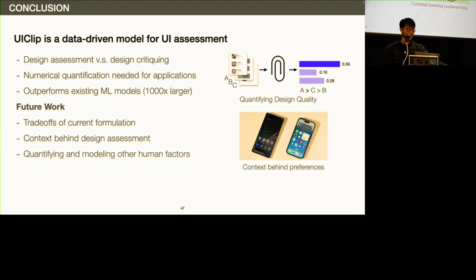And finally, I think UIClip is an example of how we can try and quantify and model human factors that we talk about all the time in HCI, like visual design, usability, and so on. And by doing this, we can make it useful for a lot of new applications.